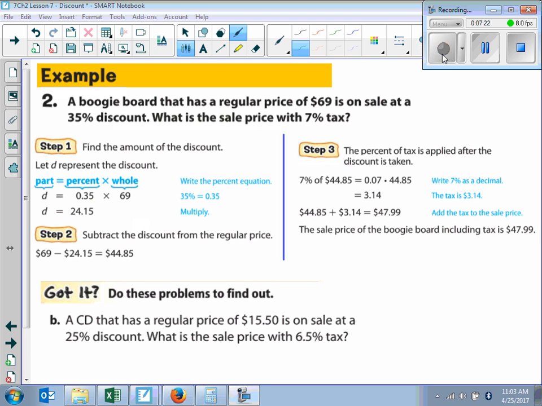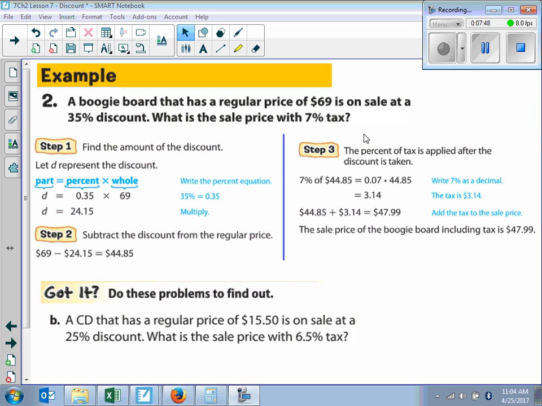All right, for example 2, it says a boogie board has the regular price of $69, is on sale at a 35% discount. What is the sale price with a 7% tax? Now, on this one, you have to do the discount first and then the tax, okay?